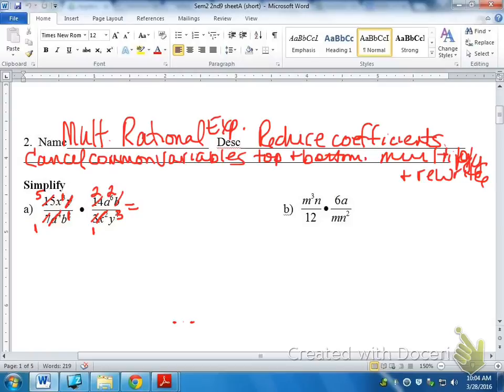And you want to have your letters in alphabetical order as they go across. So that might be an issue too. Across the top, I've got a 5 and a 2, so that would be 10. I've got an x and an a. I've got x to the first and a to the second. So I'm going to write a to the second x. And on the bottom, all of the numbers disappeared, but there's a b to the first and a y to the third. That is it.